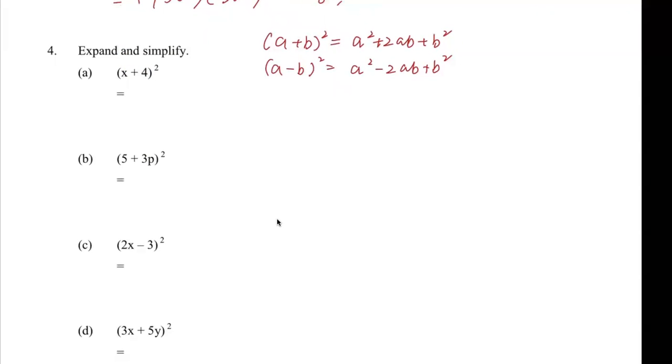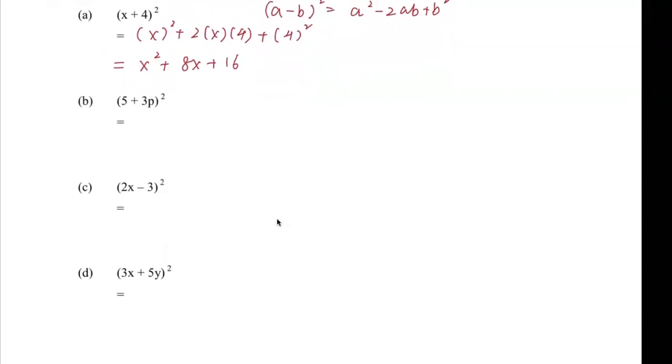So the answer should be x² + 2 times x times 4 + 4². Okay, so it's equal to x² plus 2 times 4, that's 8, so it's 8x + 16.